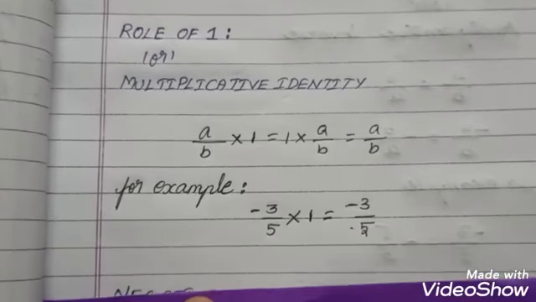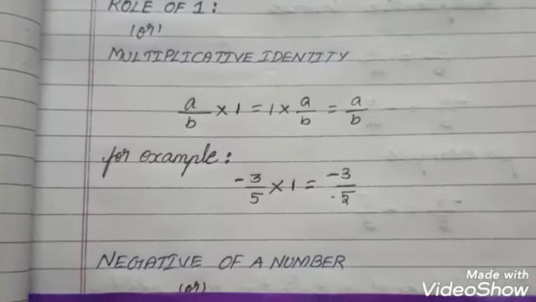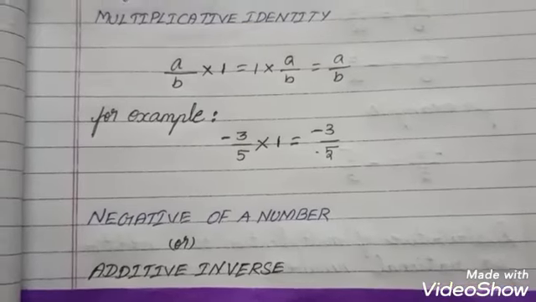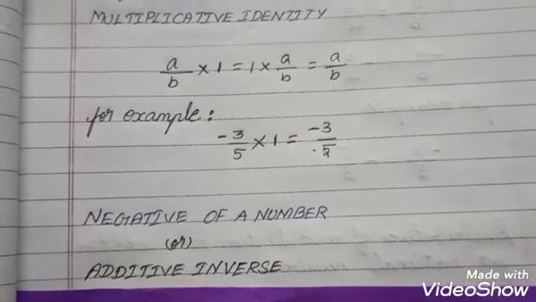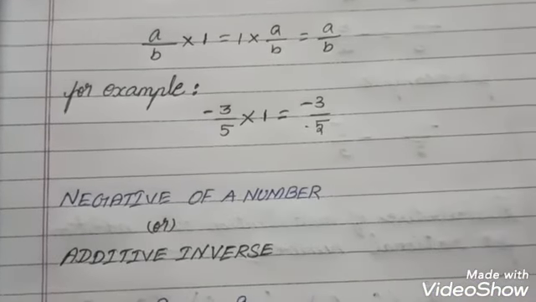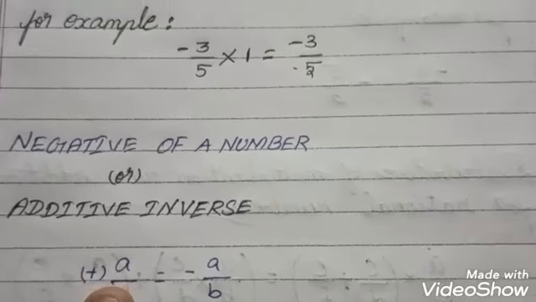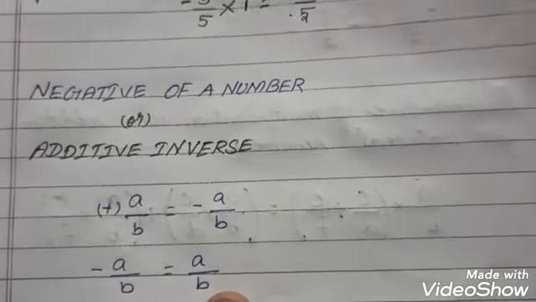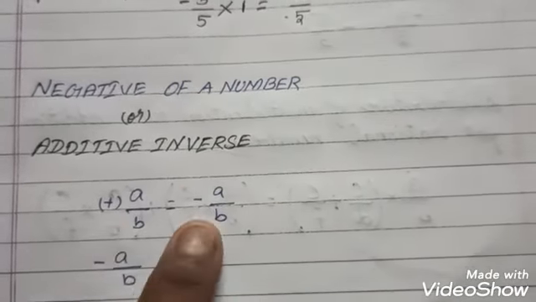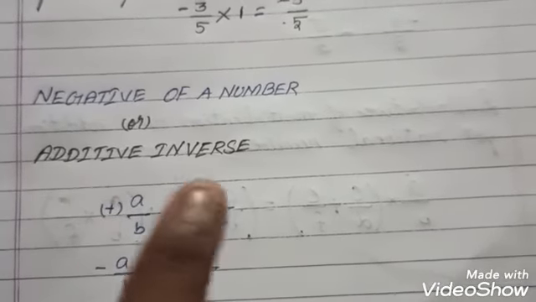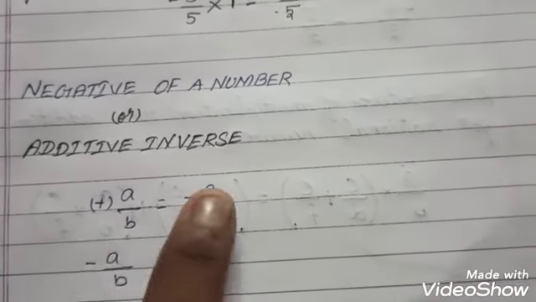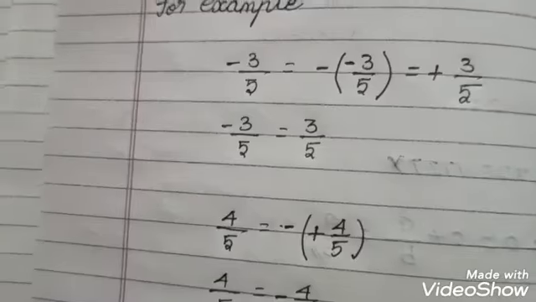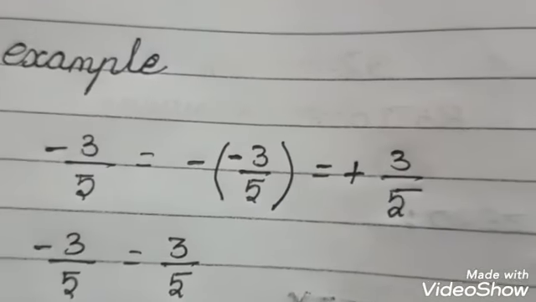And next we move on to the negative of a number. The negative of a number we say is the additive inverse. Additive inverse means plus a by b becomes minus a by b, and minus a by b becomes plus a by b. So here the symbol should be changed: plus becomes minus, minus becomes plus. I will show the example.